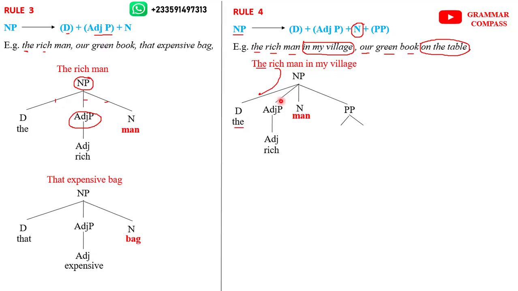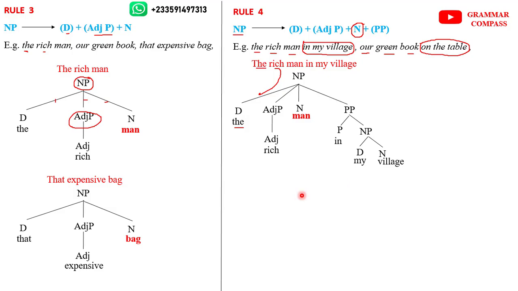We will draw a branch for our prepositional phrase, in my village. The prepositional phrase always consists of the preposition, that is in this case in, and then our noun phrase, which is my village. This noun phrase, my village, also consists of what? The determiner, which is my, and then village, that is the noun. This is how to draw trees for prepositional phrases. We haven't gotten there, but it is very instructive to learn how to do it before we get to learn the rules for drawing trees for the prepositional phrases.